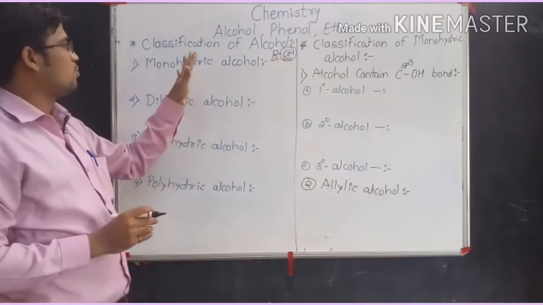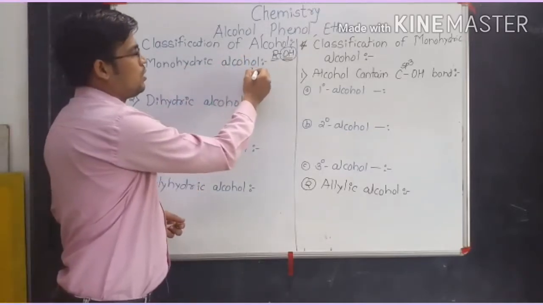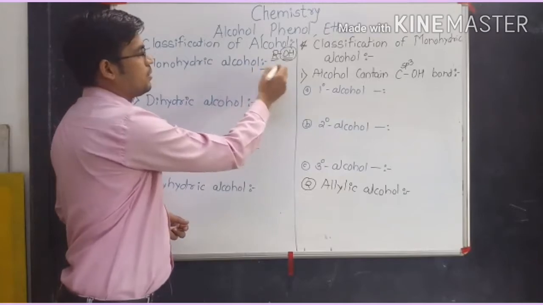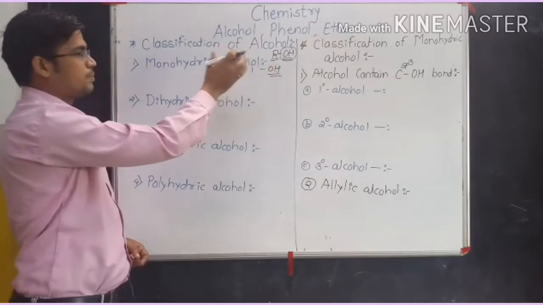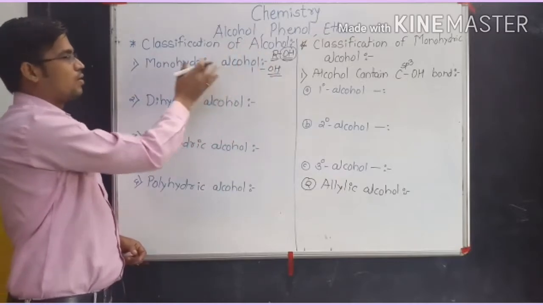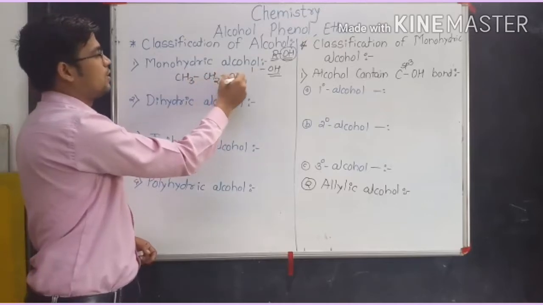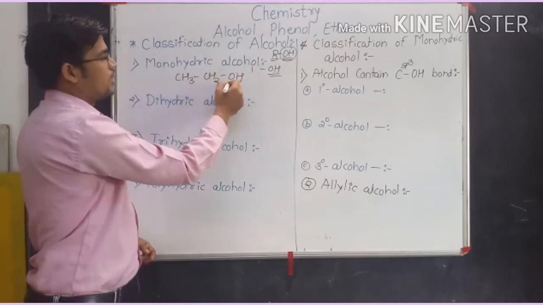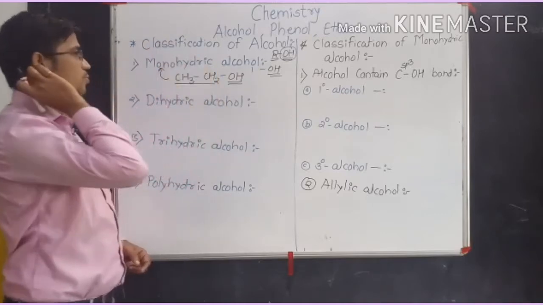Let us see what a monohydric alcohol is. A monohydric alcohol is one in which only one OH group is present. It means the alcohol which contains only one hydroxyl group is called a monohydric alcohol. For example, CH3CH2OH. Here the compound contains only one OH group, therefore ethyl alcohol is an example of a monohydric alcohol.